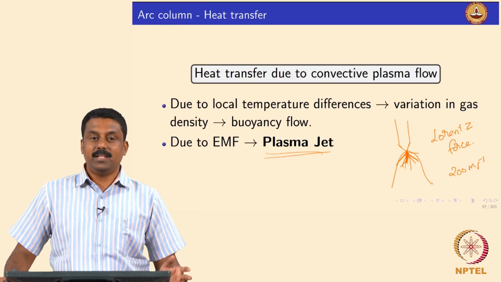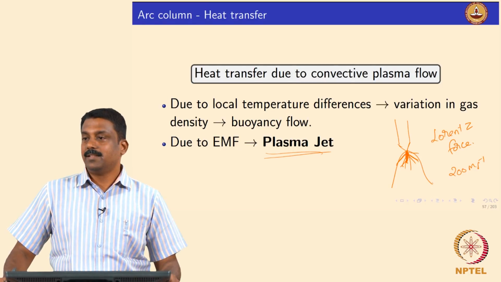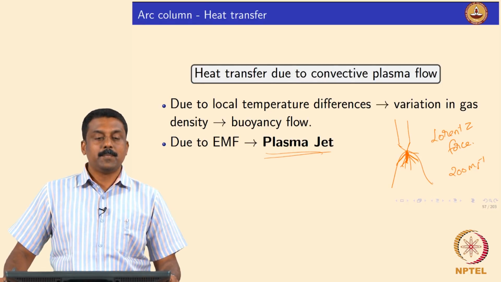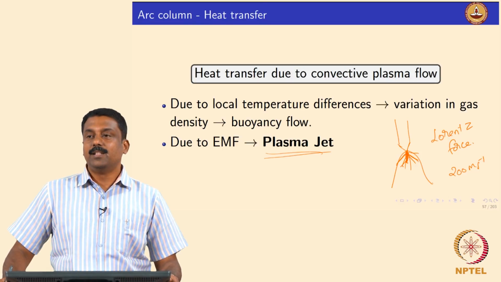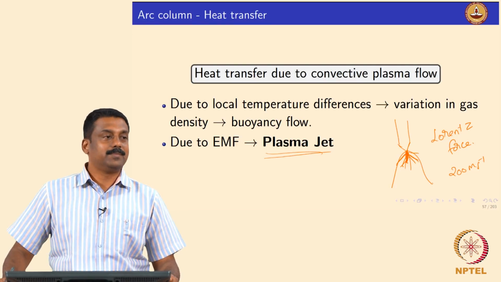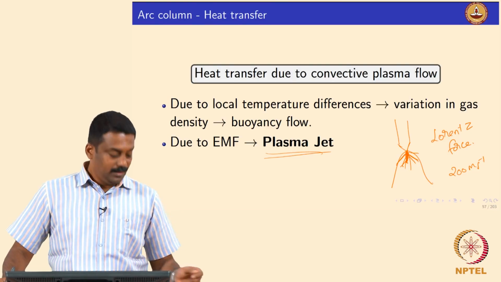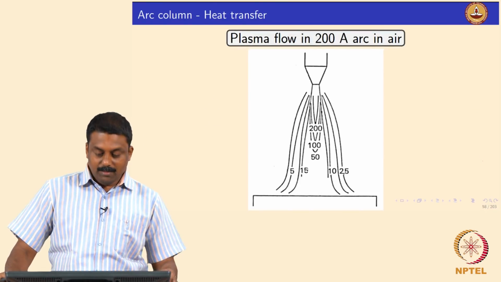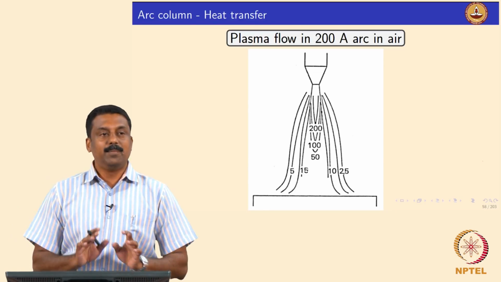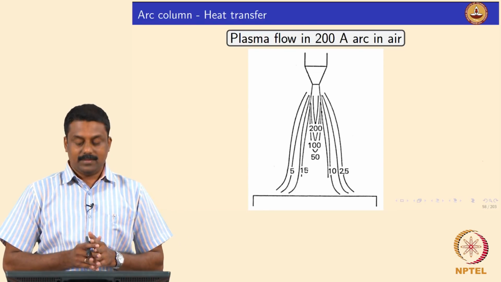So obviously, once you have a jet, you have heat transfer, isn't it? So you also have heat transfer by the flow, which is convective flow heat transfer. Yes guys, is it clear? So if you look at plasma flow in just a simple 200 ampere arc in air.